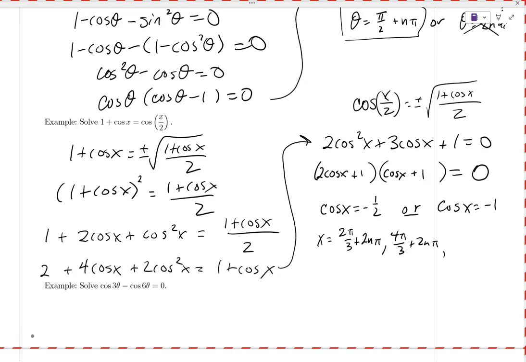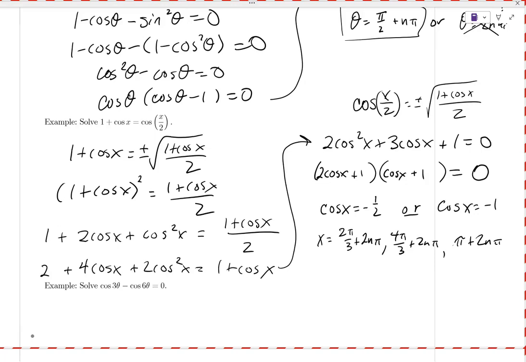And then when is cosine equal to negative 1? Pi, good. And then multiples of pi past that. Now we get to check our answers. This is a little bit more challenging on this one.